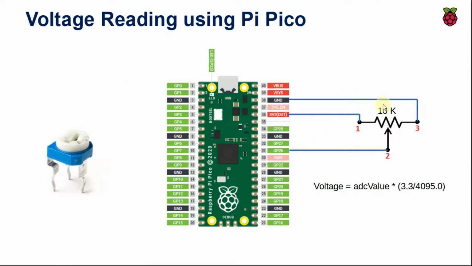Now in this tutorial, what I am going to do is, I have connected a potentiometer. It's a 10K potentiometer. One end of the potentiometer is connected to 3.3 volts and the other end is connected to ground, and the output pin is connected to the ADC 0 channel. That is GPIO 26, and this is the conversion formula. In the code we will read the ADC raw value, and then multiply that raw value by the reference voltage divided by 4095, because the Raspberry Pi Pico has a 12-bit ADC which provides values up to 4096.